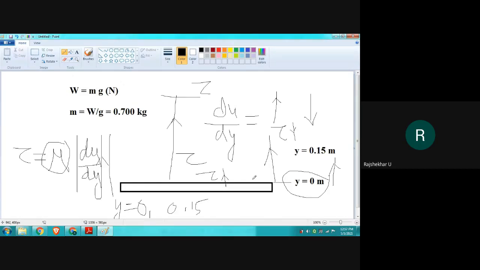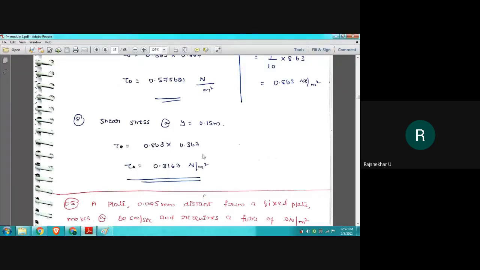Away from the plate, it decreases because the liquid is not coming in contact with the plate. Correct? The layer which is here is not in contact with the surface. So here there will be less friction, or what we can say, as per the definition, resistance offered by one layer of fluid to the other layer of fluid. So as per that, we can understand that away from the plate, the tau value is decreasing.